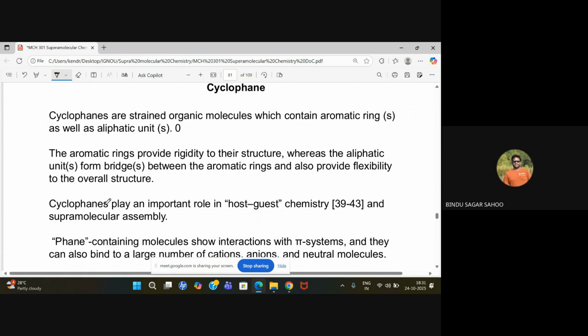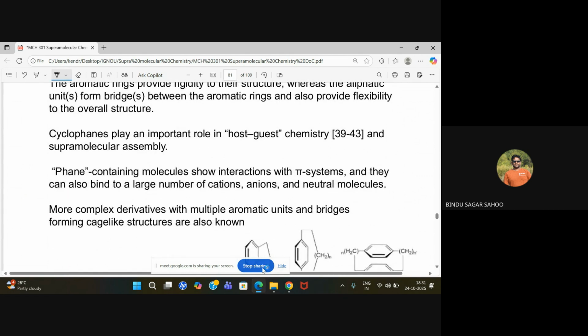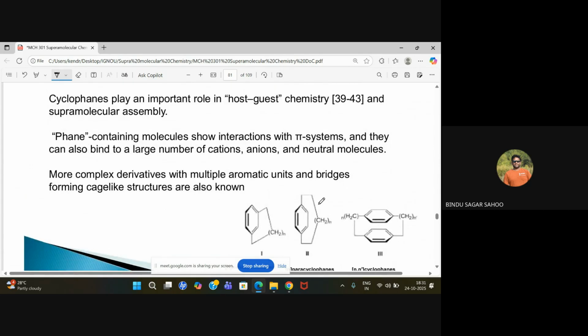So cyclophanes play an important role in host-guest chemistry. Phanes means containing molecules, with interaction with pi systems. In this structure, sometimes this aromatic ring pi system will interact with the guest molecules. Here the guest molecule can be a cation, or an anion, or sometimes a neutral molecule also. No issue. So particularly we can say cyclophanes can contain one aromatic ring, or sometimes more than one aromatic unit.